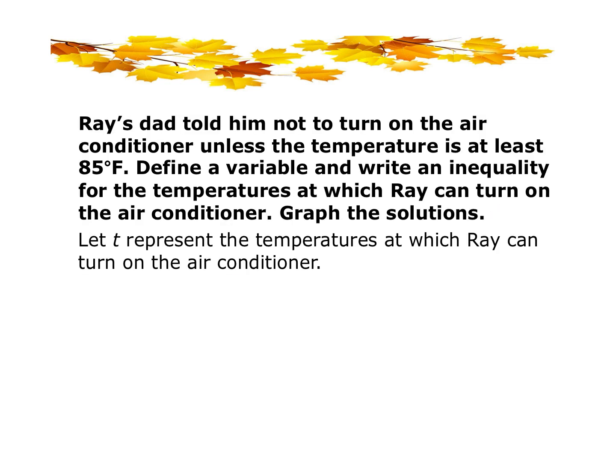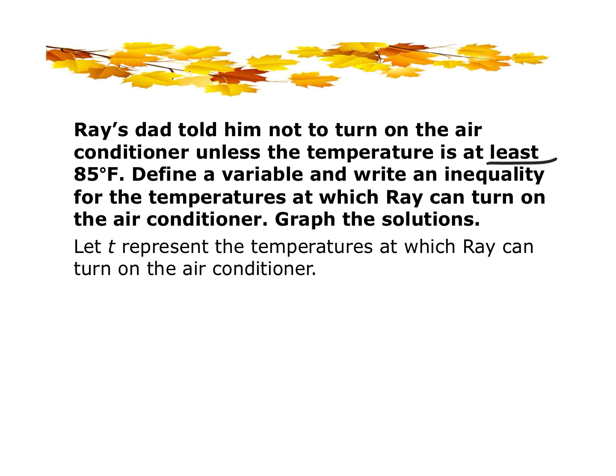So this problem says, Ray's dad told him not to turn on the air conditioner unless the temperature is at least 85 degrees. Keep in mind, at least is the words right there. Define a variable and write an inequality for the temperature at which Ray can turn on the air conditioner. Graph the solution. So as we remember, at least means greater than or equal to. So you can say x is greater than or equal to 85 degrees.